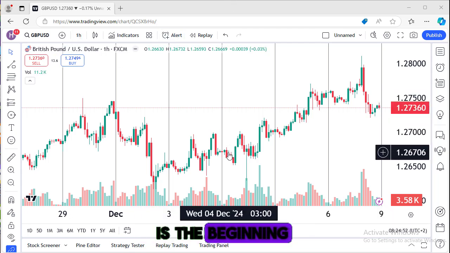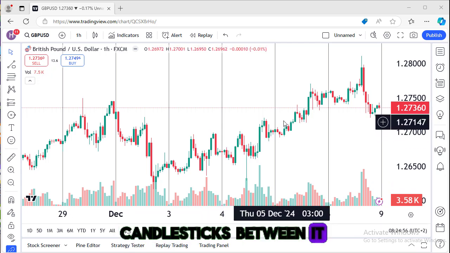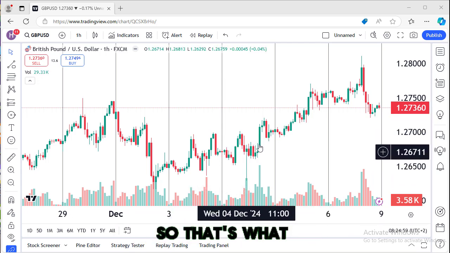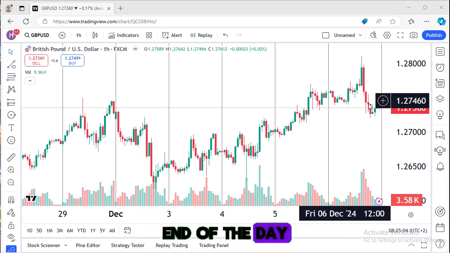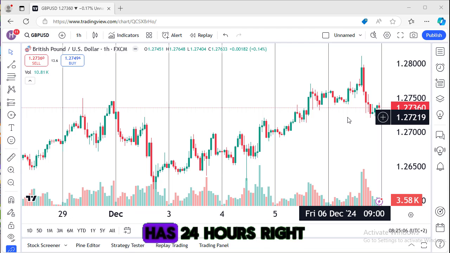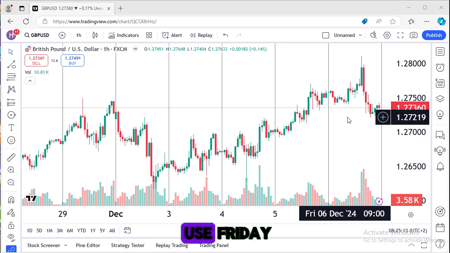So basically, if this is the beginning of the day and this is the end of the day, the candlesticks between will be 24. So that's what you have, 24, 24, 24, 24 candlesticks from beginning to the end of the day, because each day has 24 hours, right? Okay, so now moving on. Let me use Friday, the 6th of December, to show you some of such levels when they occurred on that Friday and how they were, right?